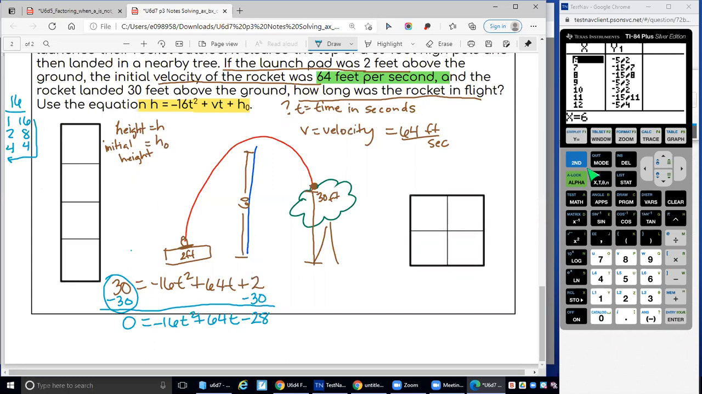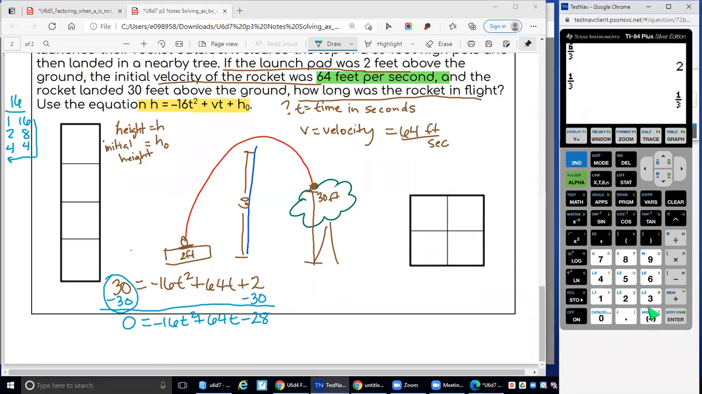Can I divide everything? Wait, so yeah, because if I do this, and I can always check right here, like I got negative 28 divided by 16. That's like 1.75. That's no good. Let's do 8. 28 divided by 8. Ugh, nope, no good. Let's try 4. 28 divided by 4. 7. Okay, we got a winner. And then 64 divided by 4.